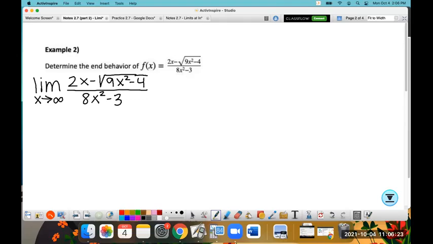So we kind of have two options for how we can deal with this. Do you guys see how we have a term and we have a root being subtracted? What could that signify to you? Yeah, so you could multiply by the conjugate if you want, and we wouldn't have to deal with the root in the numerator at all.